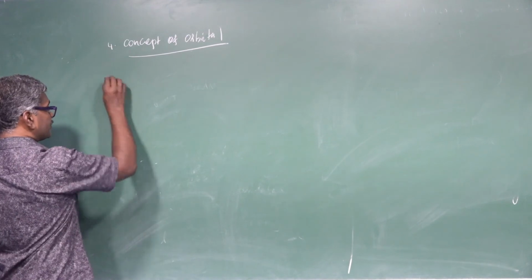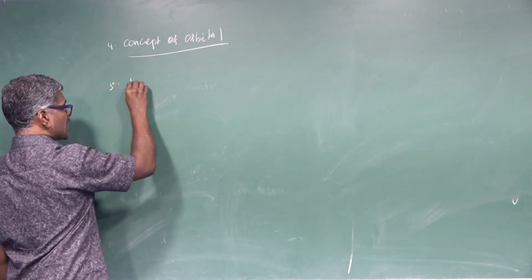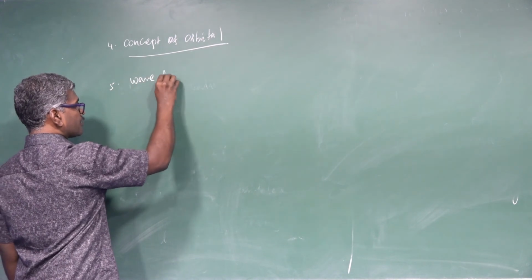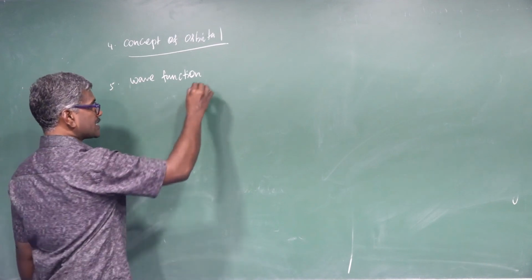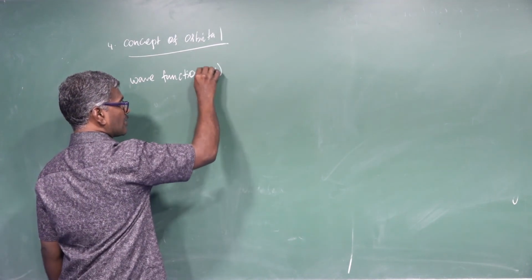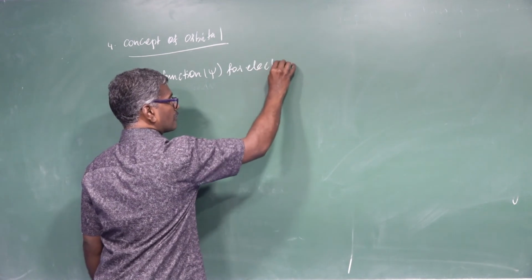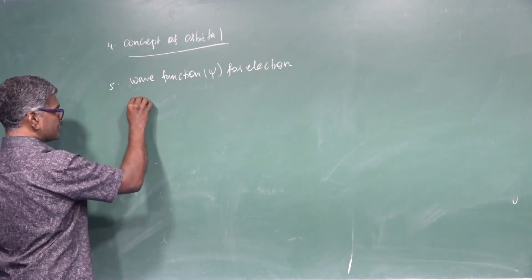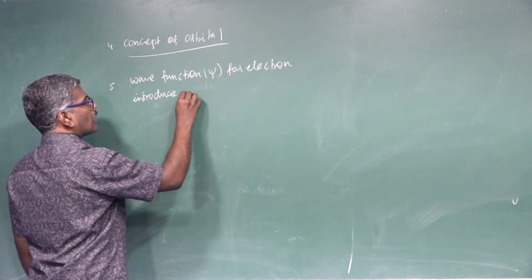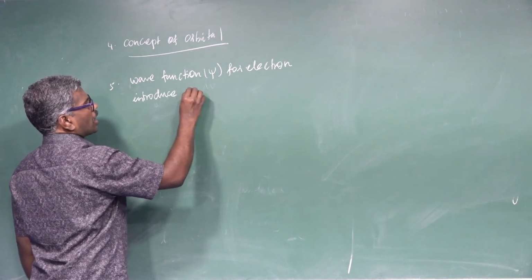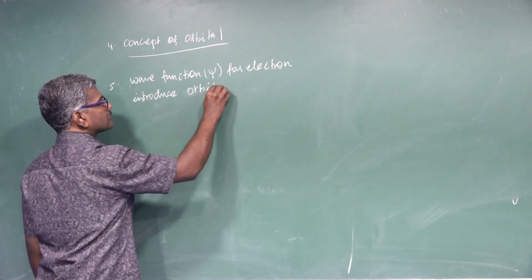Another, point number 5: the wave function. What is the notation? That is psi. For the electron, it introduces atomic orbitals, that is, orbitals of atoms.